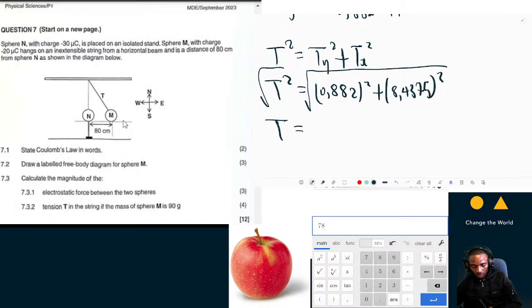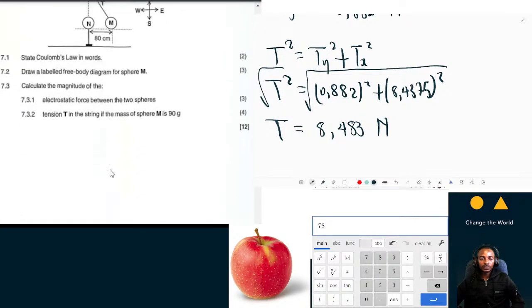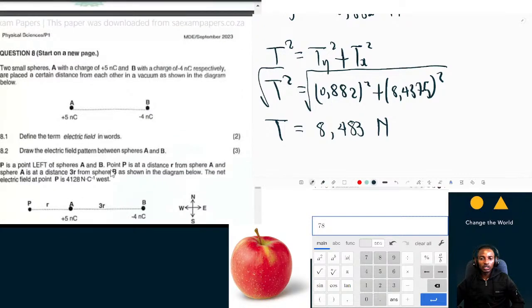Therefore, our tension will be equal to the square root of 0.882 all squared plus 8.4375 all squared. Then the tension should be equal to 8.483 newtons. All right. Then we are done with question 7. So that was for 12 marks. Then question 8.